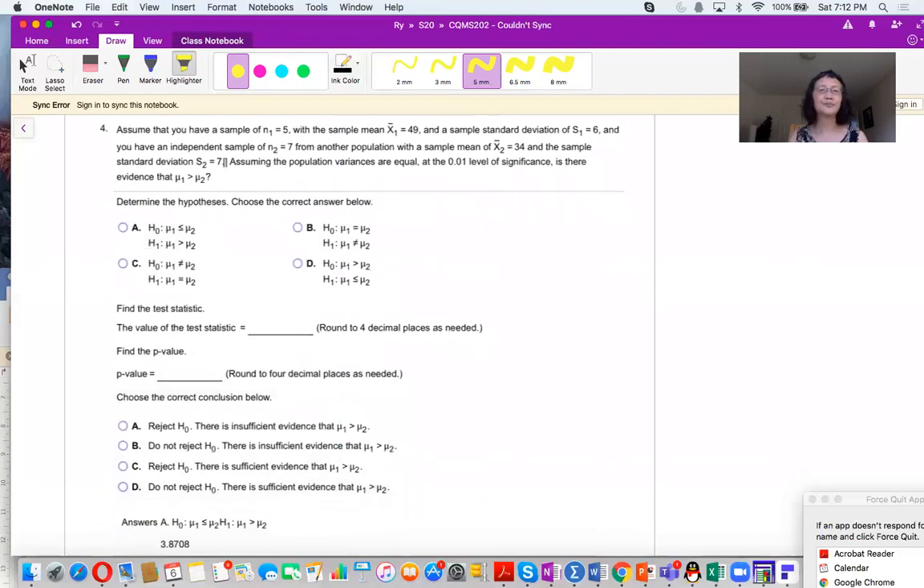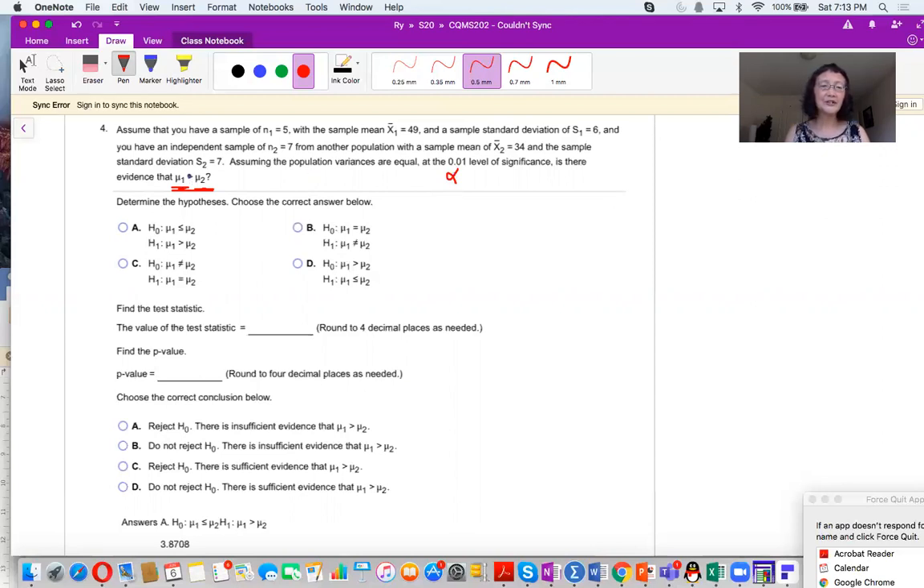So question 4. I let you read the question. This is a very good question. The question asks you to compare two population means. The question is whether population 1 mean mu1 is greater than population 2 mean mu2, with alpha equal to 0.01.